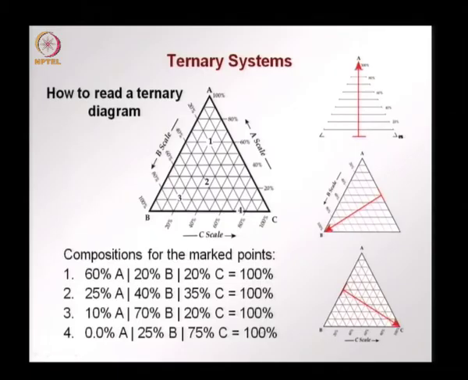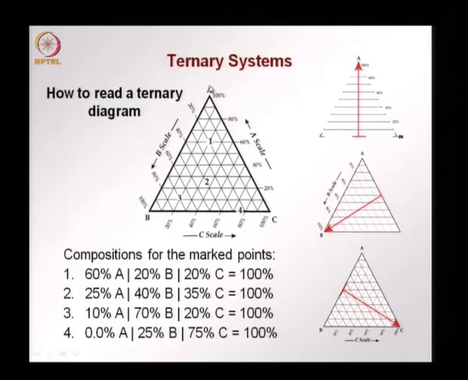Now, we had looked at binary phase diagrams. We will just spend a few minutes on ternary systems, and before that we have to understand how to read the ternary diagram. So, in a ternary diagram we have three components, say A, B and C, and we draw a chart with the percentages represented in a triangular form where the scale is like this.